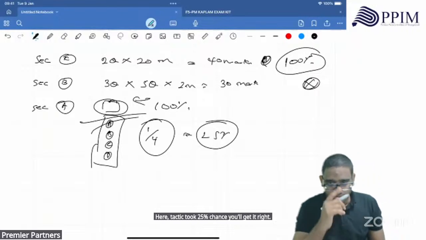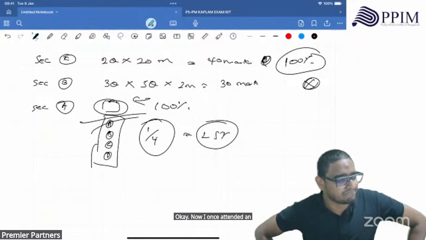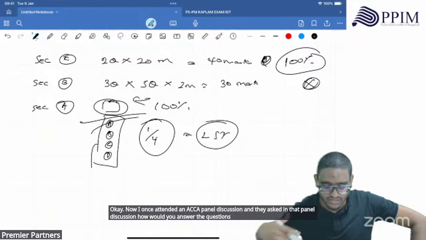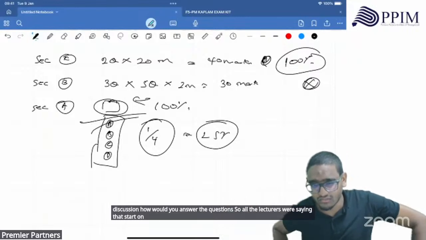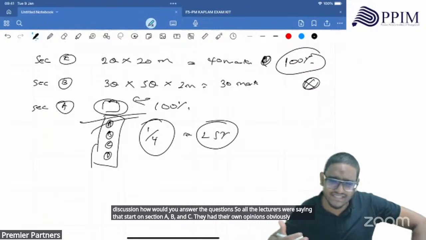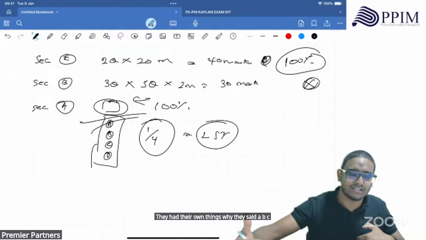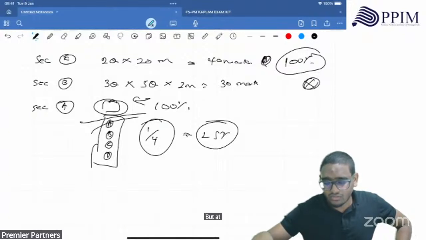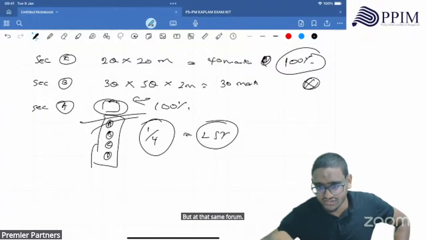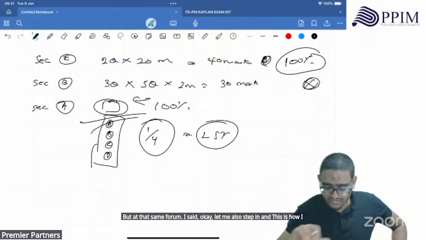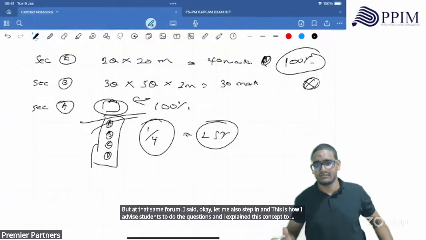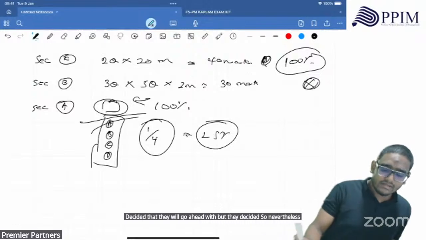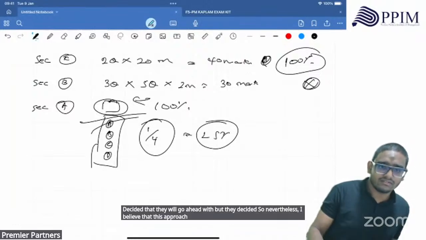Now, I once attended an ACCA panel discussion, and they asked how would you answer the questions? All the lecturers were saying to start from section A, B, and C. They had their own opinions, obviously. They had their own reasons why they said A, B, C, because they believe that the examiner structured the paper in ABC so that you also do it in ABC. But at that same forum, I said, okay, let me also step in, and this is how I advise students to do the questions. I explained this concept to them. Some of them agree, some of them still decided that they'll go ahead with what they decided. Nevertheless, I believe that this approach for a skills level subject is fantastic.